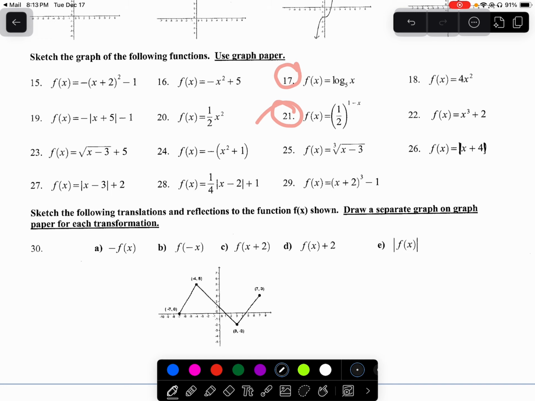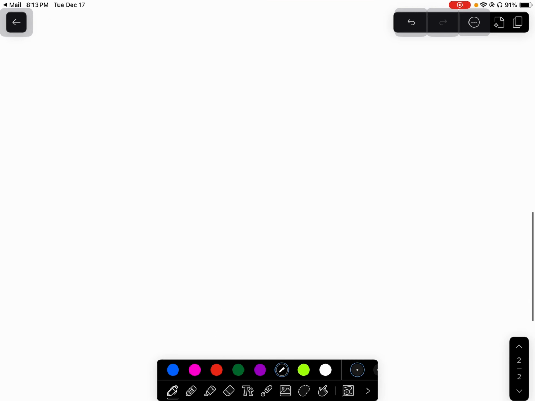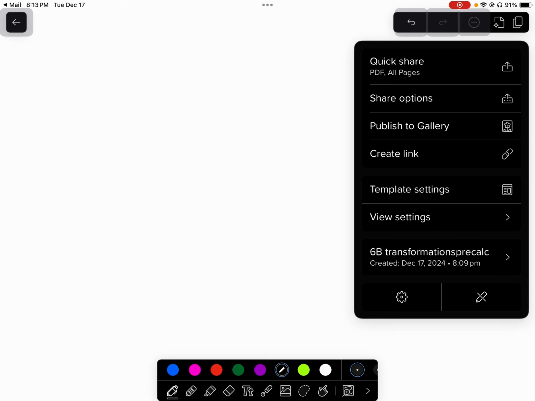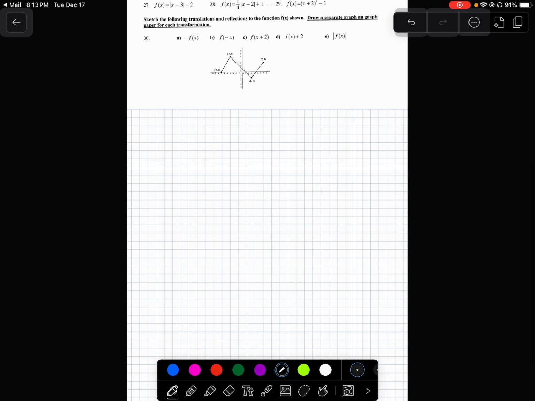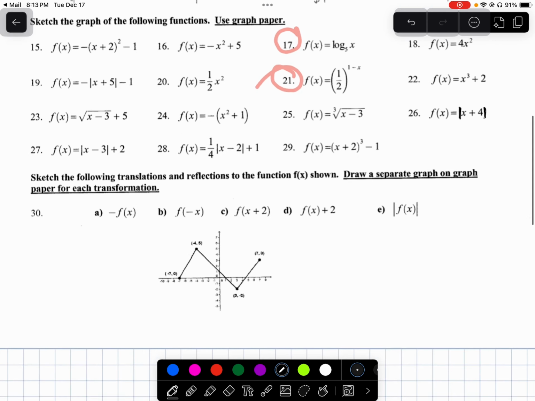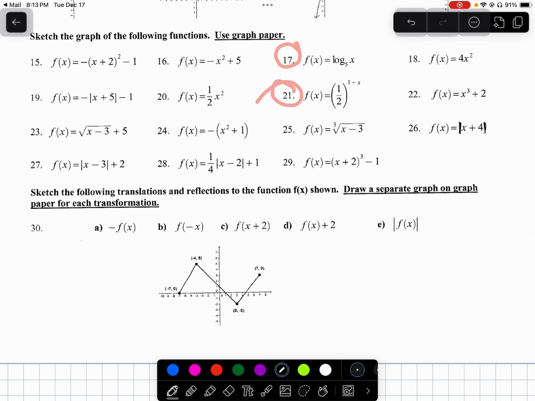Now, please, in Notability, if you hit the circle with 3 dots on it, and then you hit template settings, one of the options is a grid. Please apply that, and that will be on the blank sheet of paper. We're going to need that. So I expect to see accuracy to at least a minimum of 3 points. I want all of the graphs done, 15 through 29, using what we know about parent functions and transformations. Please graph 15 through 29 by hand, okay?